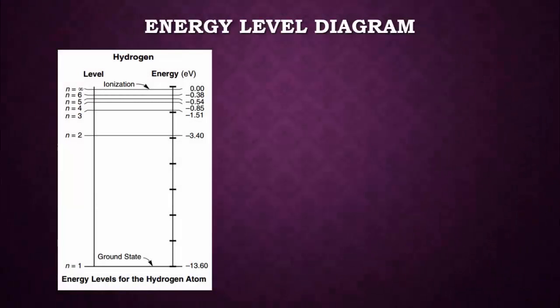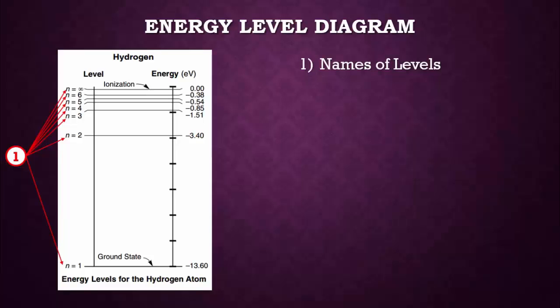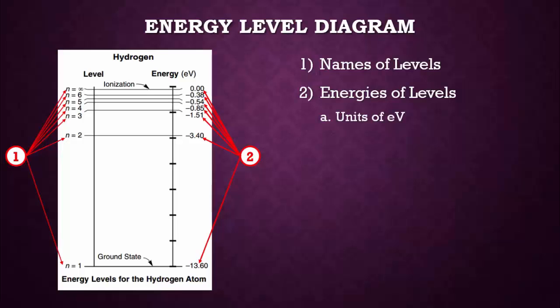This energy level diagram is another way to represent those energy levels. Let's take a look at some of the key parts of this diagram. On the left, you have the names of the levels. For the hydrogen atom, these are numbered. You'll see on your reference table that for the mercury atom, the energy levels are lettered. On the right, we have the energies of the levels. There are two important things to note. First of all, these energies are in units of eV. More about this later. Second, these energies are listed as being negative.